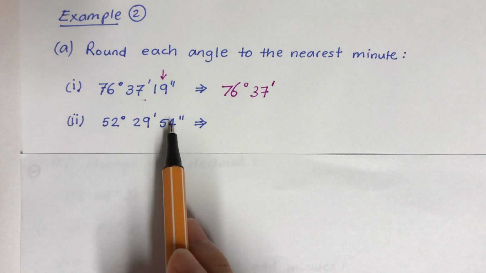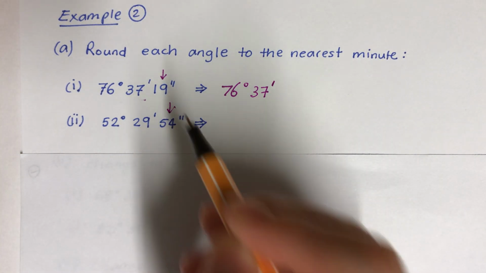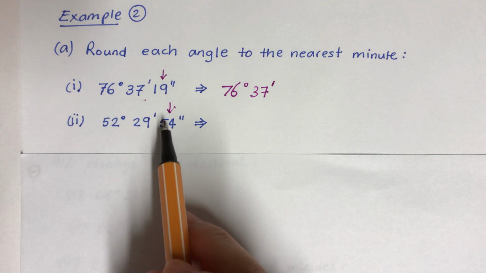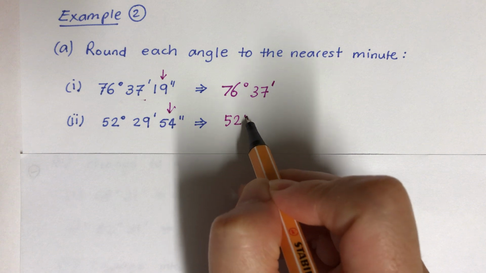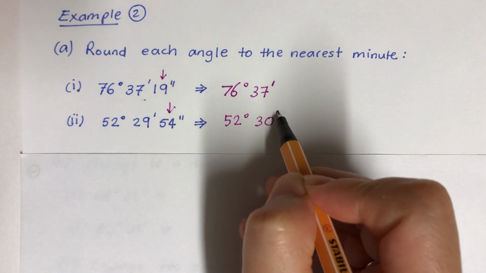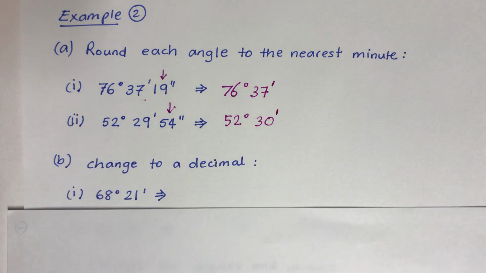My seconds are 30 or more than 30, so it's definitely going to round up. So my answer will be 52 degrees and 30 minutes. Okay, next one.